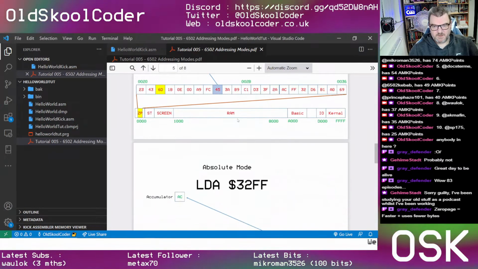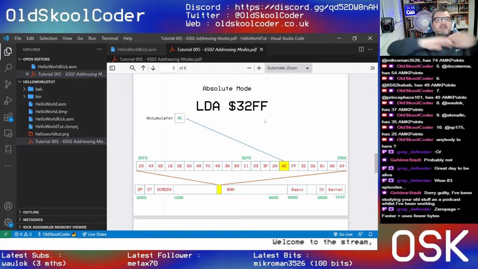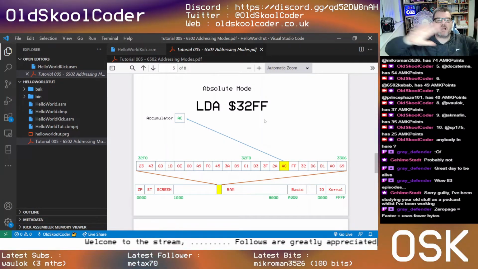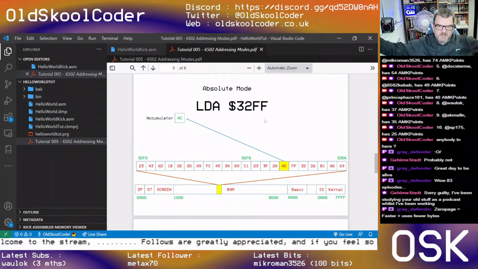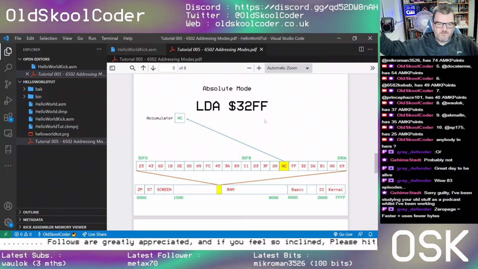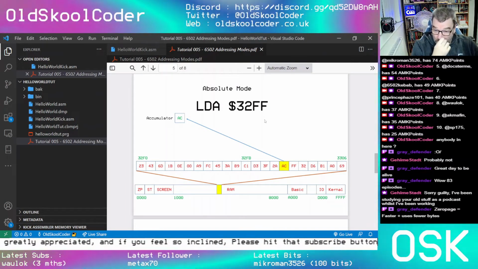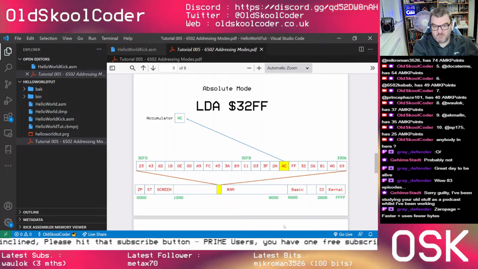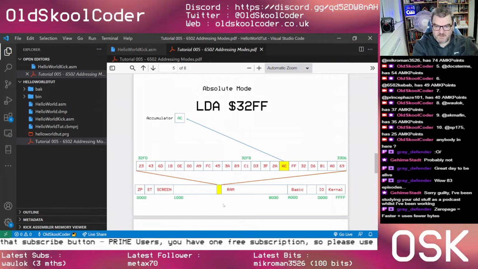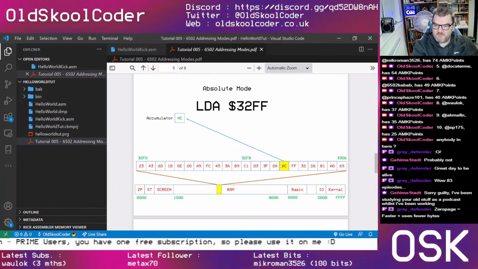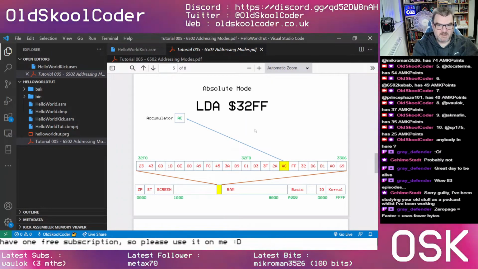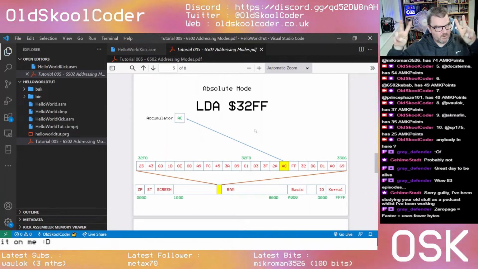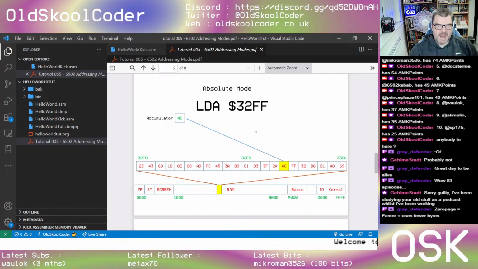So that's 0 page. Now, absolute. Exactly the same functionality as 0 page. The only difference is we can look at the entire memory space, the entire memory stack from 0 to 65535. So when we tell the CPU to load from 32FF, it goes to the space in the memory, roughly around 32FF. It loads the value, puts it in the accumulator. That's it. Exactly the same as 0 page, but this time we can look at the entire memory stack.